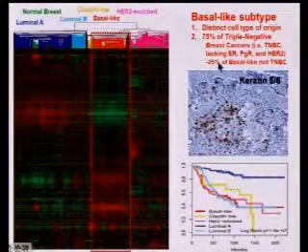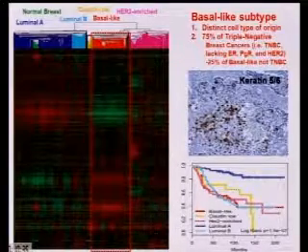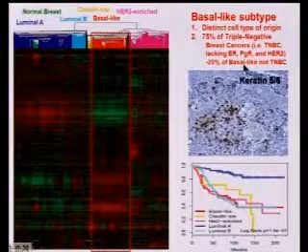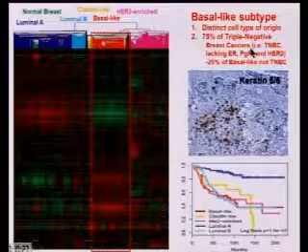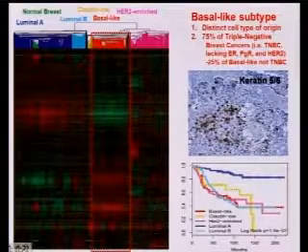I also want to point out that about 25% of basals aren't triple negative. They're either positive for ER, PR, or HER2. And from what we see, these pretty much behave the same as the triple negative basal-like cancers. And when these are ER positive and get hormone therapy alone, they tend to do quite poorly.